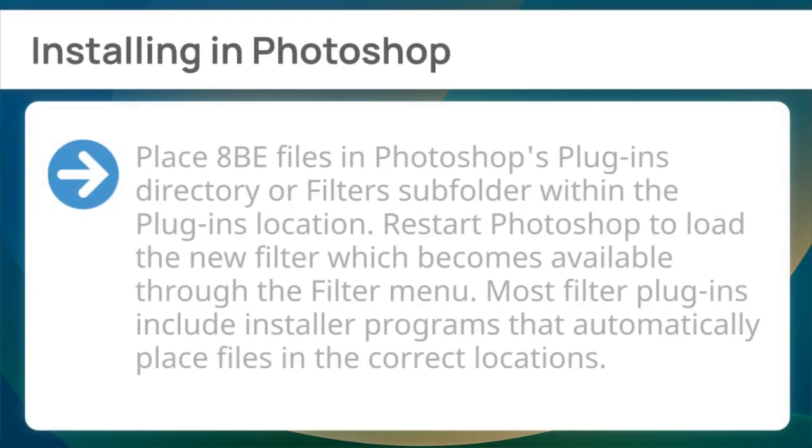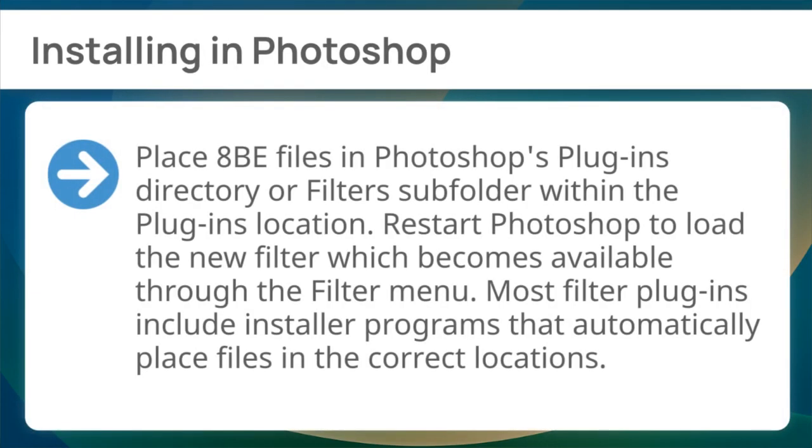First, installing in Photoshop. Place 8BE files in Photoshop's plugins directory or filters subfolder within the plugin's location. Restart Photoshop to load the new filter, which becomes available through the filter menu. Most filter plugins include installer programs that automatically place files in the correct locations.